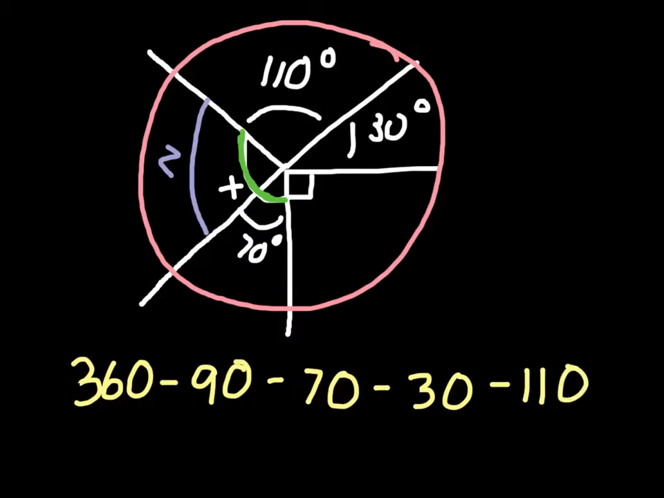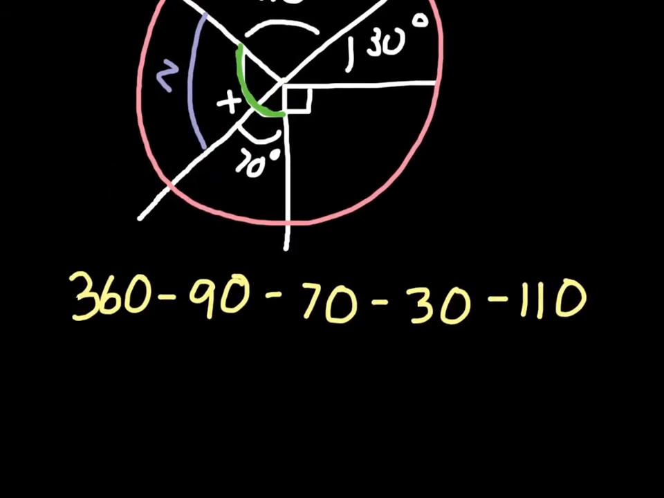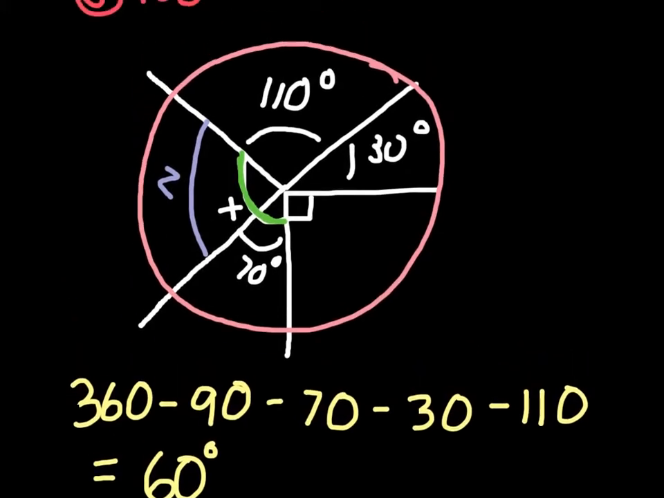Because we're taking away this, and this is 90 because they gave us the square, this is 30 degrees, and this is 110. If we take all of that away, we have this arc left. After doing that math, we get that z is equal to 60 degrees. So let's label that up here. Let's cross that out. We get 60.